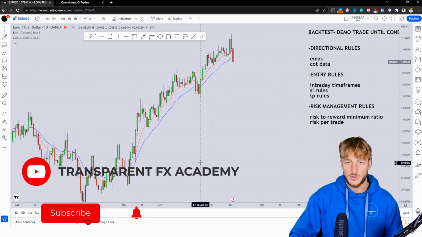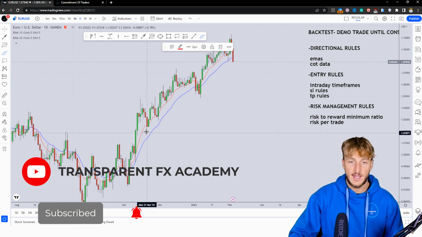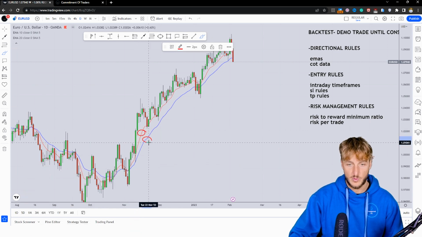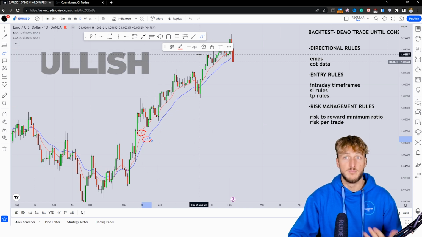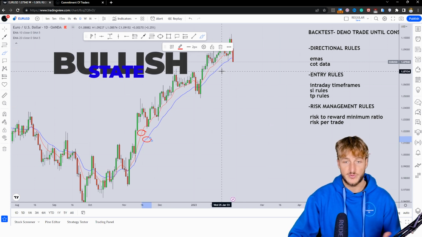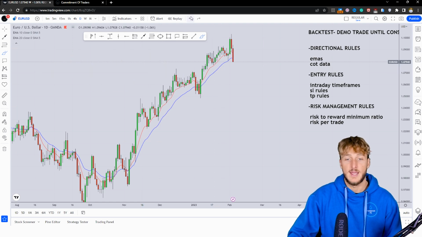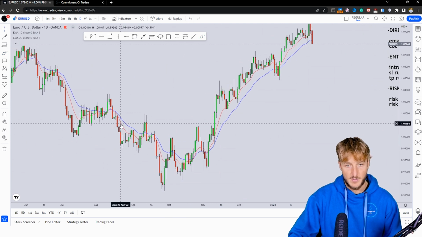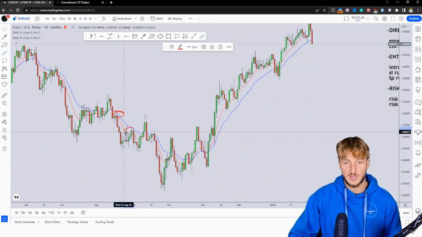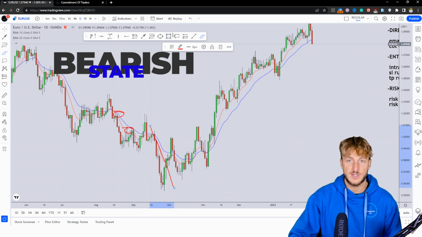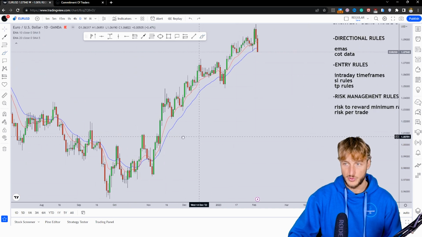Now, what this shows us is that if the 10, so the red EMA, is above the 20, so they're cut for long, we have a market which is in a bullish state. So it's currently bullish from an EMA perspective. If they are cut for short, so if the 10 EMA is below the 20, like here, then you have a market which is currently in a bearish state, and we could expect more bearish continuation.